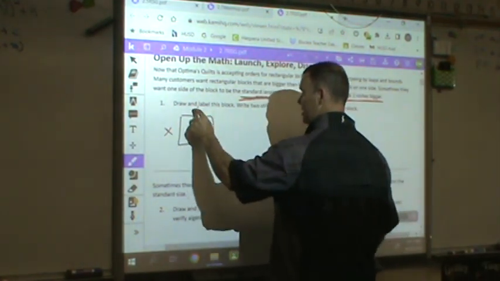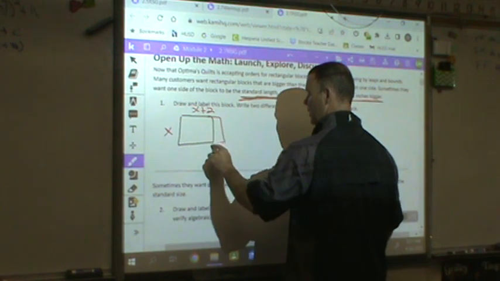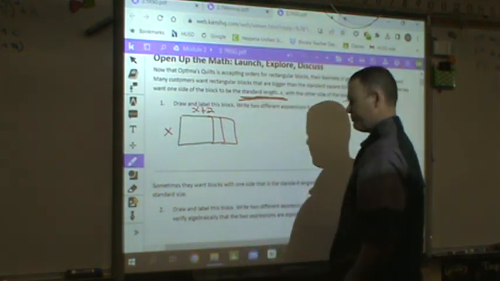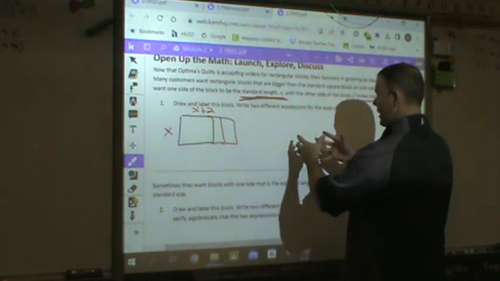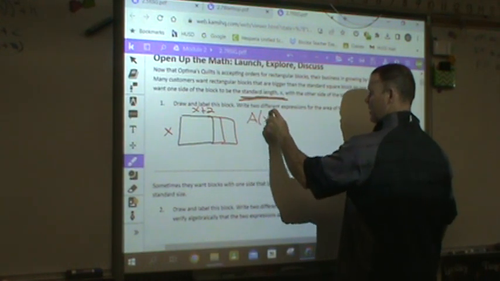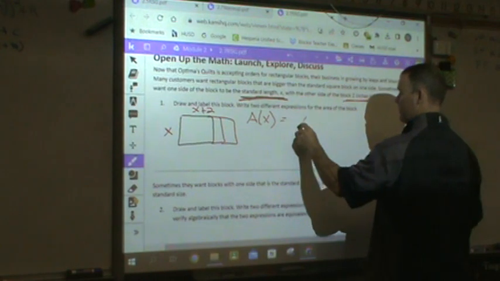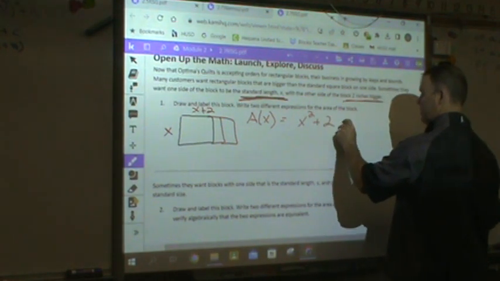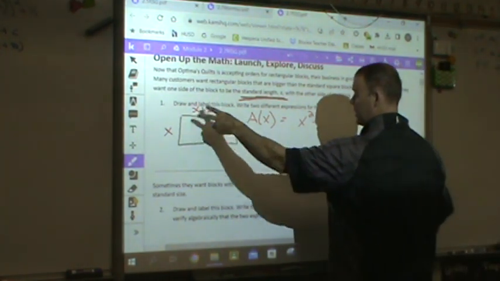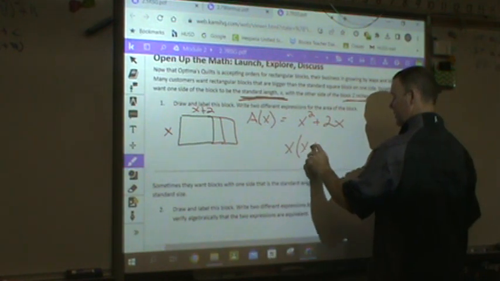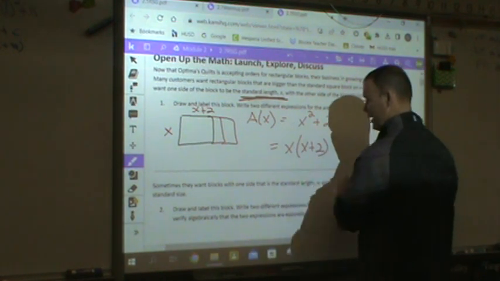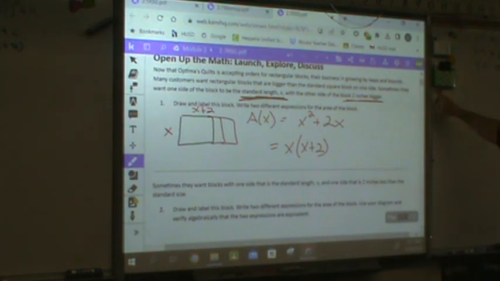One side is x, the other side is x plus 2, and I'm going to go ahead and just increase that. How do I express the area of this? The area of this is expressed as x squared plus 2x. Or I can express it as both my factors, length times width. All right, so there's your two for that.